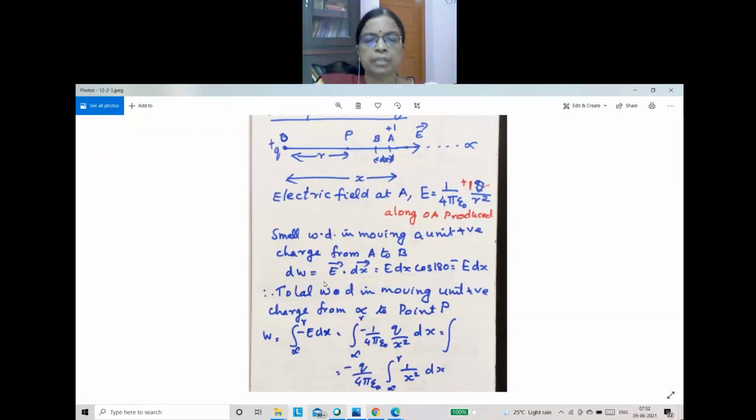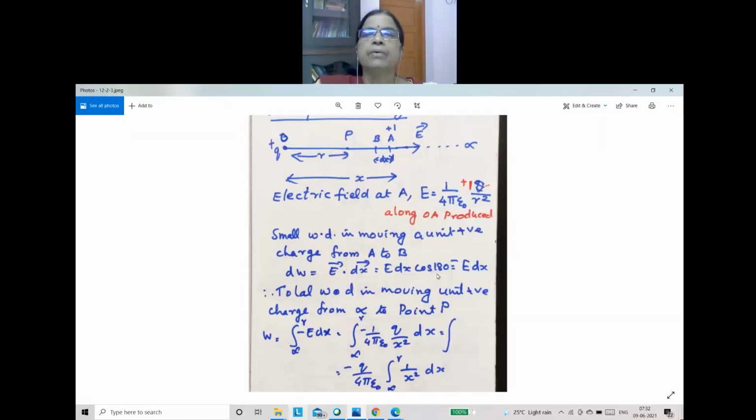So in the notebook, you can add one more step here. dw equal to F dot dx. F equal to Q0 E, so dw is Q0 E dot dx. Q0 equal to 1, the unit positive charge. That's why we got E dot dx. So E dot dx is E dx cos 180.